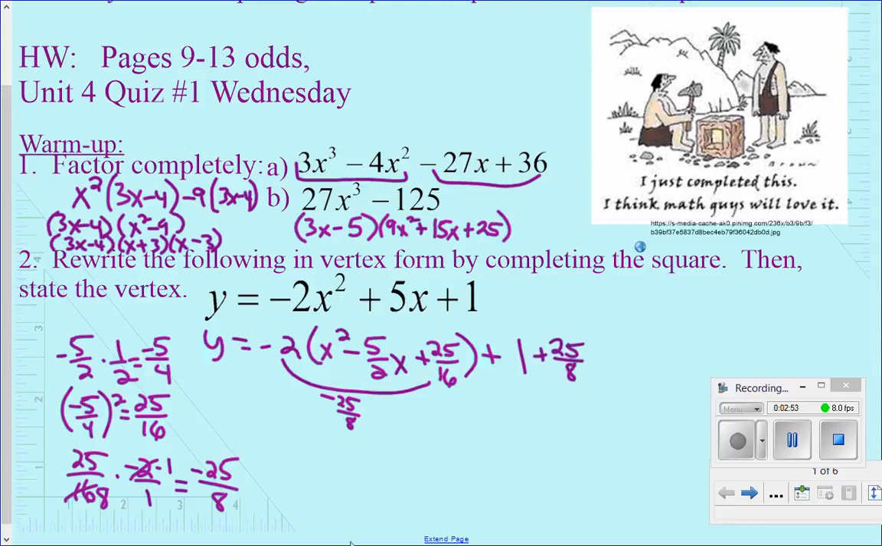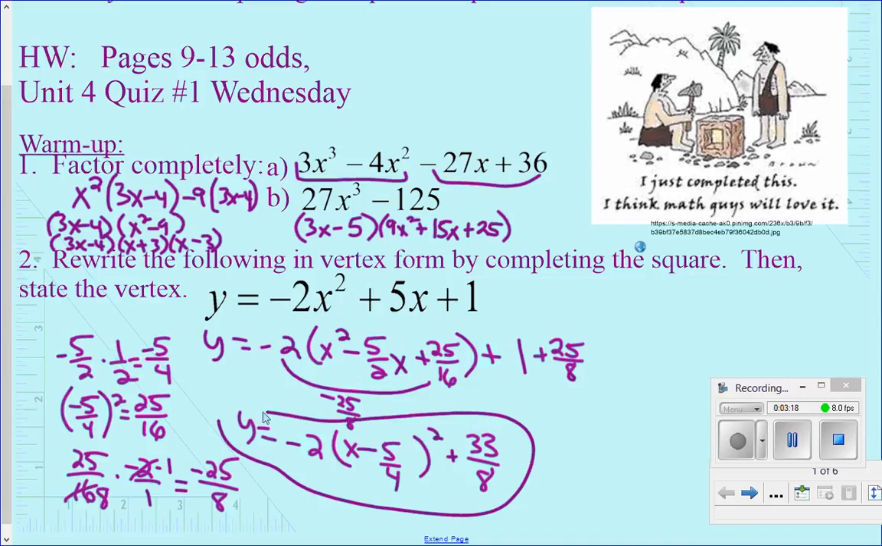25/8 onto the end. So we have y equals, we have a negative 2, and we have a quantity squared. We go back to what we had before we squared, which is x minus 5/4, the quantity squared. And then 1 in eighths is 8/8. 8/8 plus 25/8 is positive 33/8. That is my equation in vertex form. And the vertex 5/4, positive 33/8.